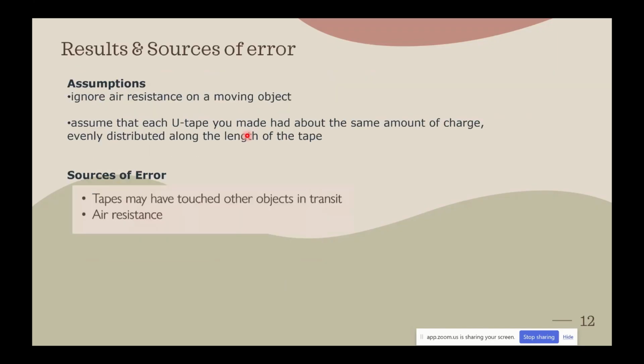So for results and sources of error, we ignored air resistance on a moving object here, so we did not consider air resistance in our calculations. And then we also assumed that each U-tape had the same amount of charge evenly distributed along the length of the tape. So those are the two key assumptions here. And then for sources of error, same as last time, the tapes may have touched other objects in transit, picking up unwanted charges, and there may have been air resistance.